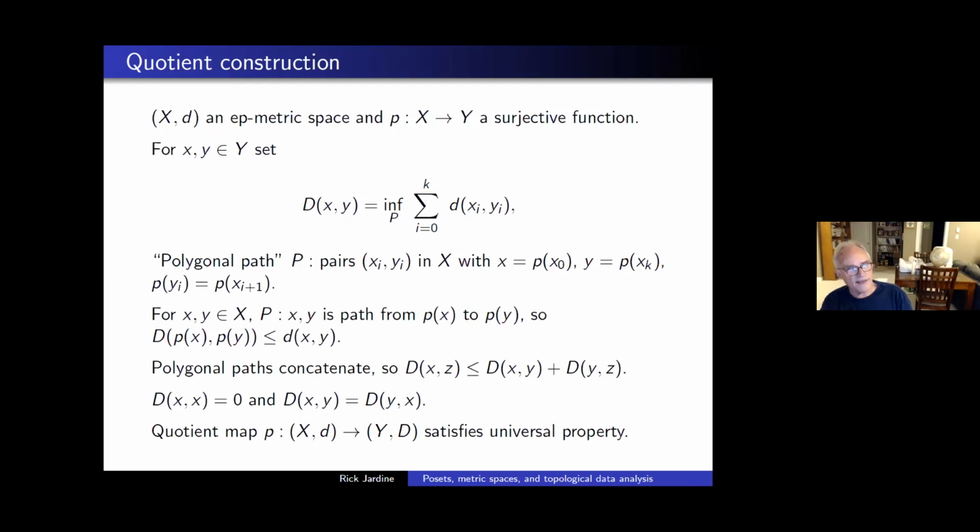I have k elements here, k pairs here. x naught maps to x under p, x_k maps to y under p, and p of y_i is the same thing as p of x_{i+1}. So these intervals, if you like, coalesce inside the quotient. And you look at an infimum of all such things. These are what I call polygonal paths. And note that if X is finite, then Y is finite. And so that inf will be reflected by some particular path. And one uses that.